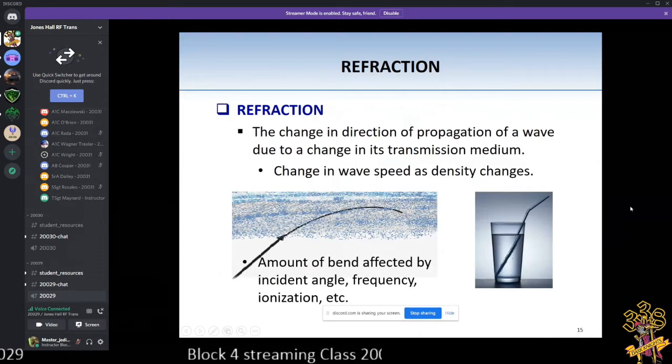Now, how much refraction you get up here in the ionosphere is all going to be dependent upon the conditions of the ionosphere, your incident angle, what frequency you're at. So sometimes if you're getting too much refraction, you can change frequency and correct it.